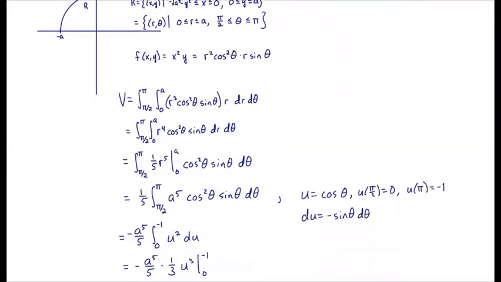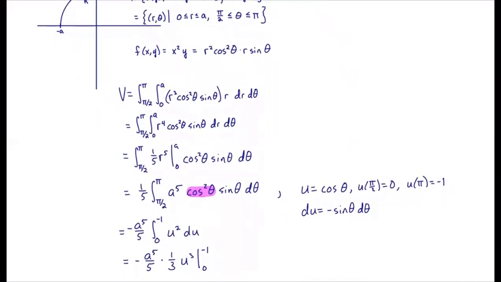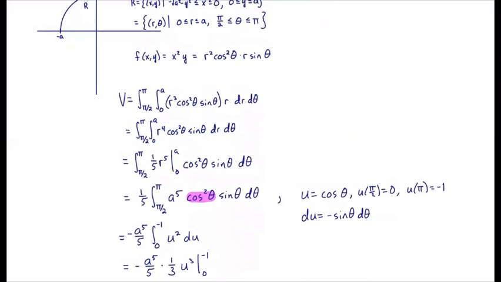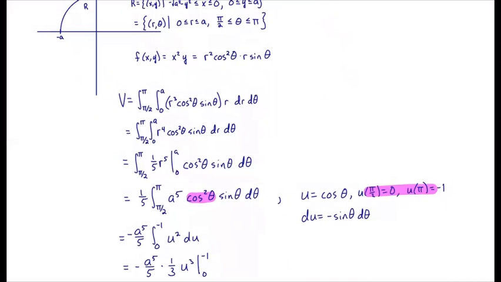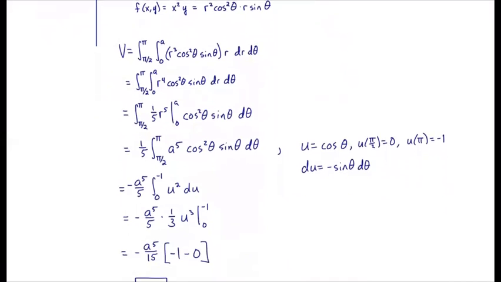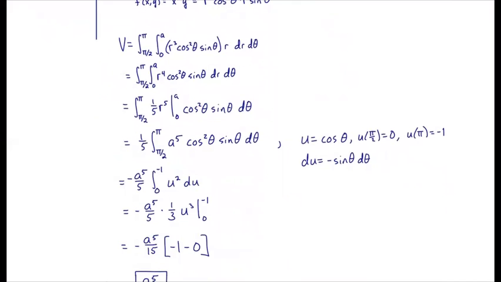This is a prime candidate for u substitution. U is equal to cosine theta, so du is negative sine theta d theta. We want to change our limits of integration. That's done off to the side here, so all these details are handled. We have a factor of a negative show up, and we substitute everything in as we would for a normal u substitution. And the result of that is negative a to the fifth over 5, integral from 0 to negative 1 now, changing our limits of integration, of u squared du.